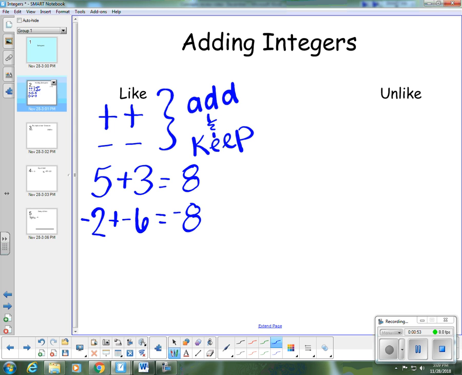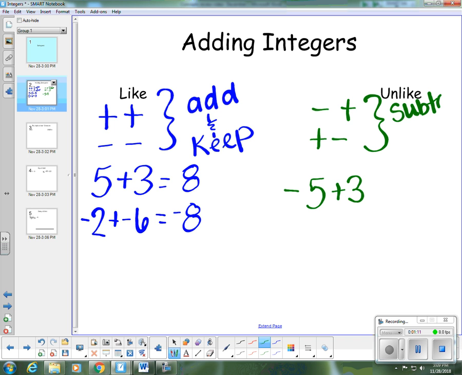Okay, let's talk about unlike signs. So unlike signs might be things like a negative and a positive, or a positive and a negative. So that would be negative 5 plus 3. The rule for adding unlikes is subtract and keep the sign of the greater absolute.